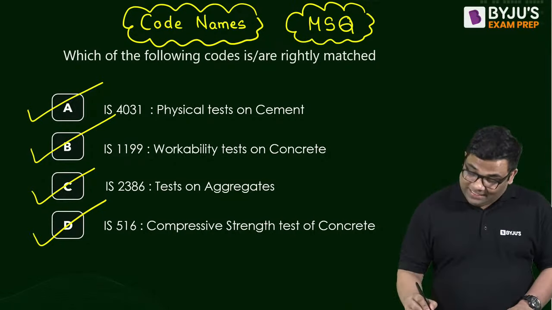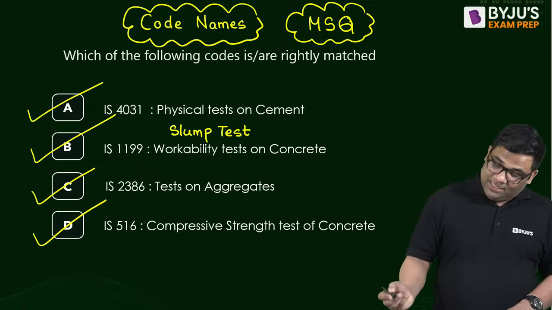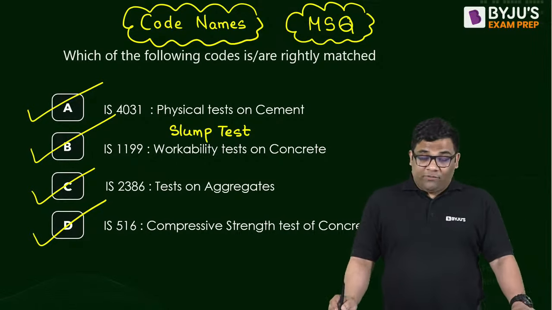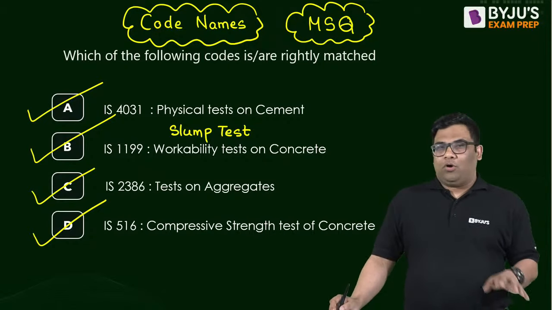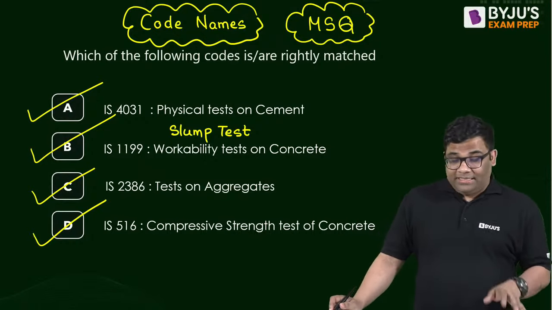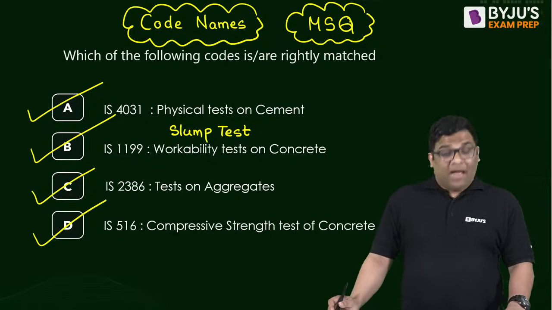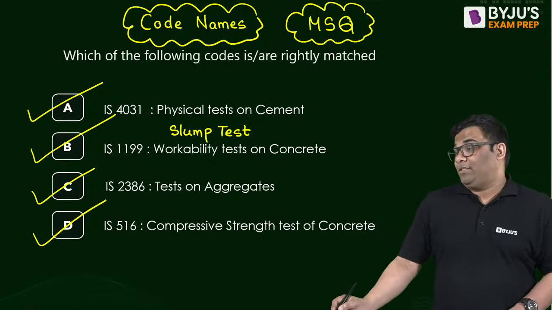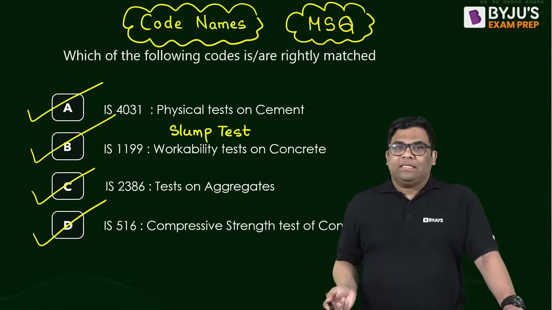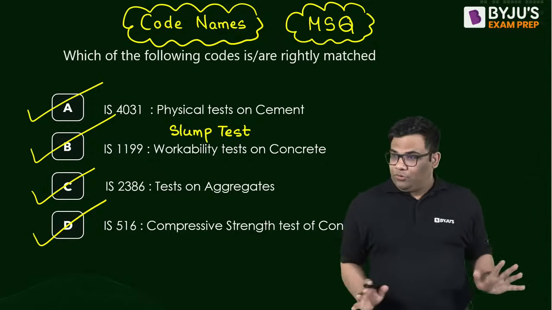For workability tests like slump test, VB test, and compaction factor test, all are mentioned in IS 1199. And then 4031 is for the physical tests on cement, right? All the tests of consistency and setting time are mentioned in 4031. Aggregate tests are in 2386, and 516 gives us all the tests about the compressive strength of concrete. So whenever you're studying the tests, try to also remember the code names. They can ask you the code names also. So this was very good, okay?